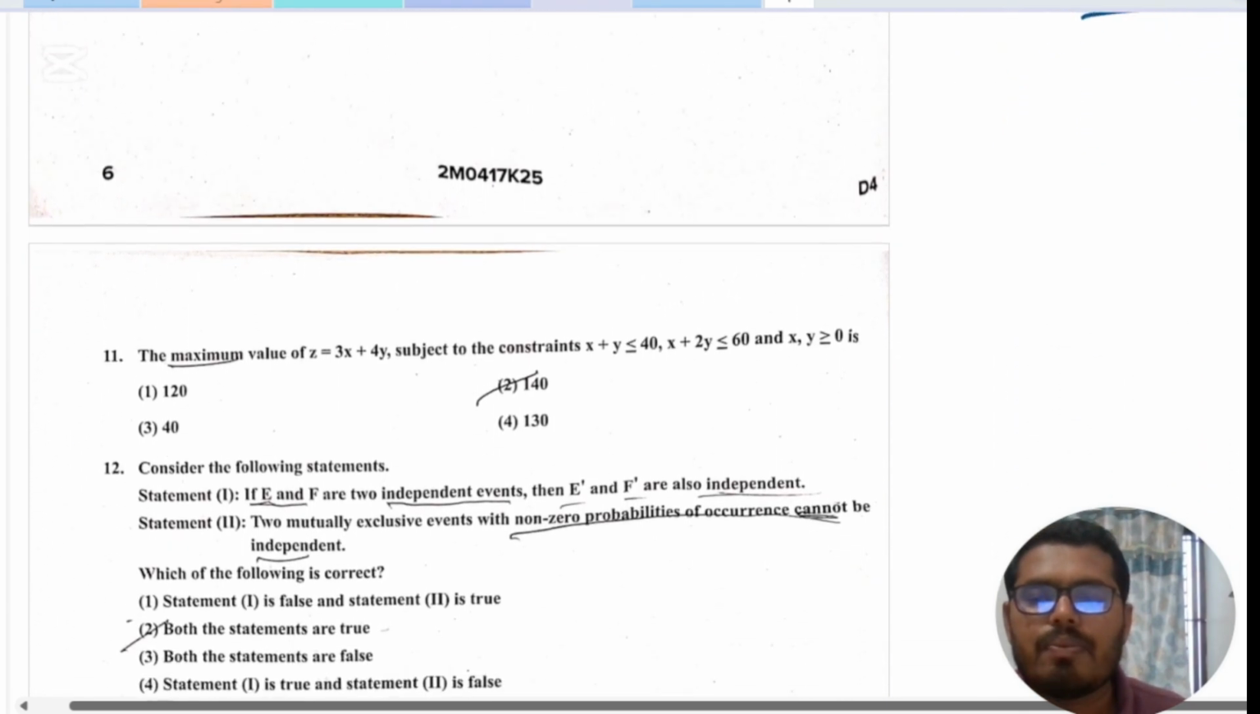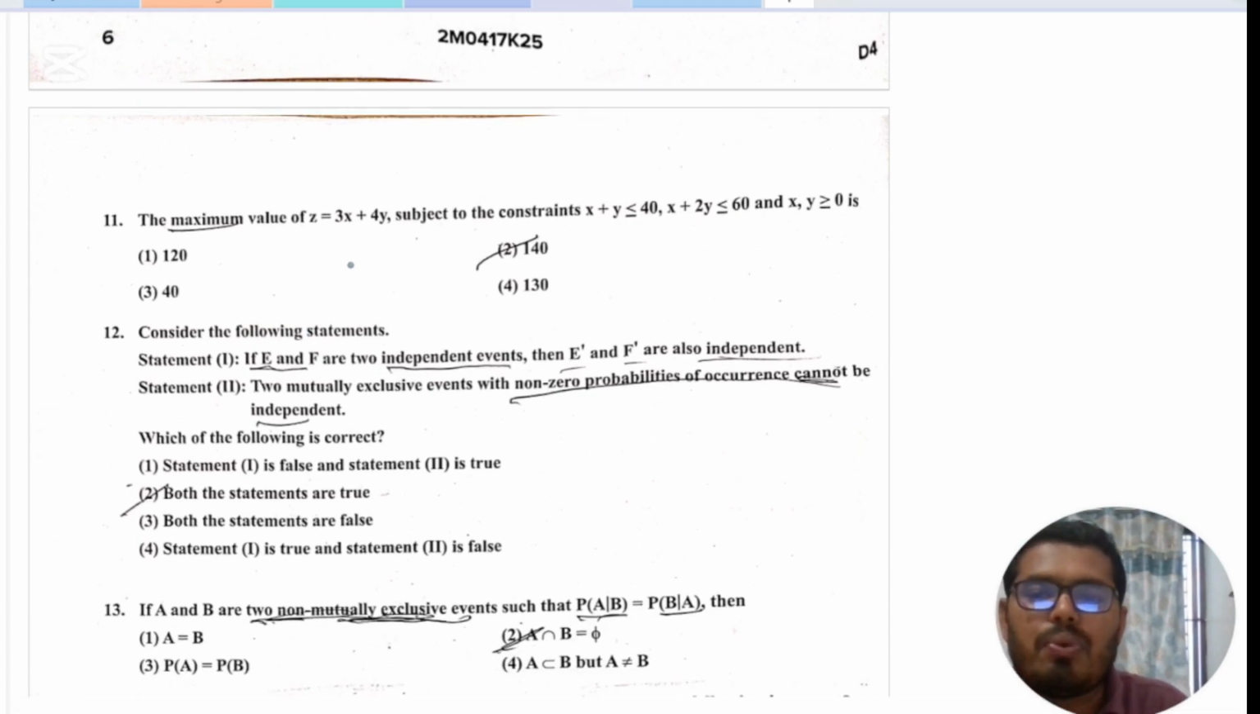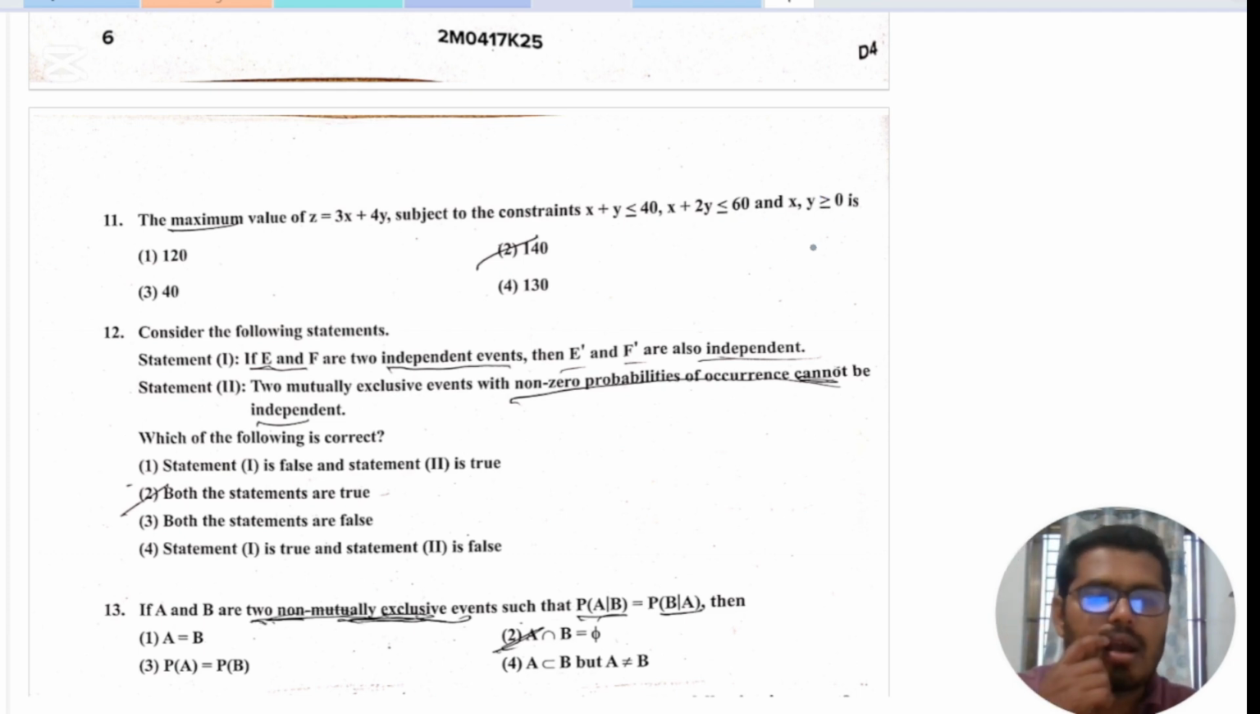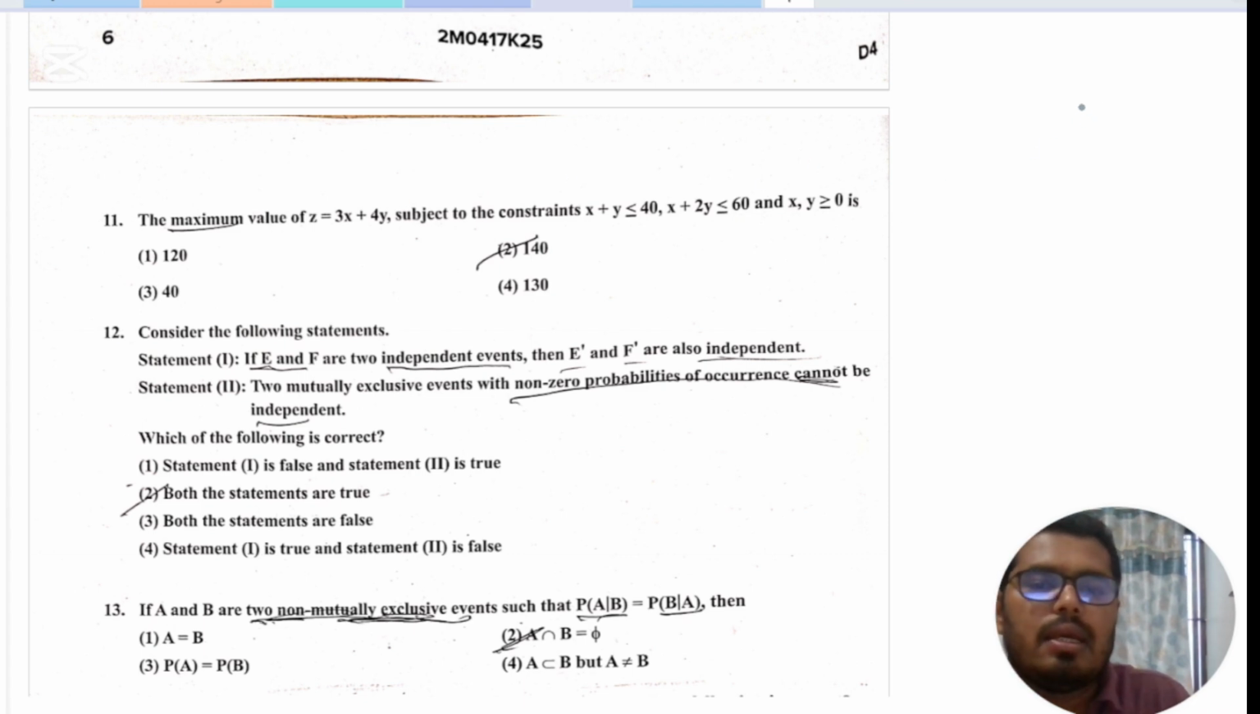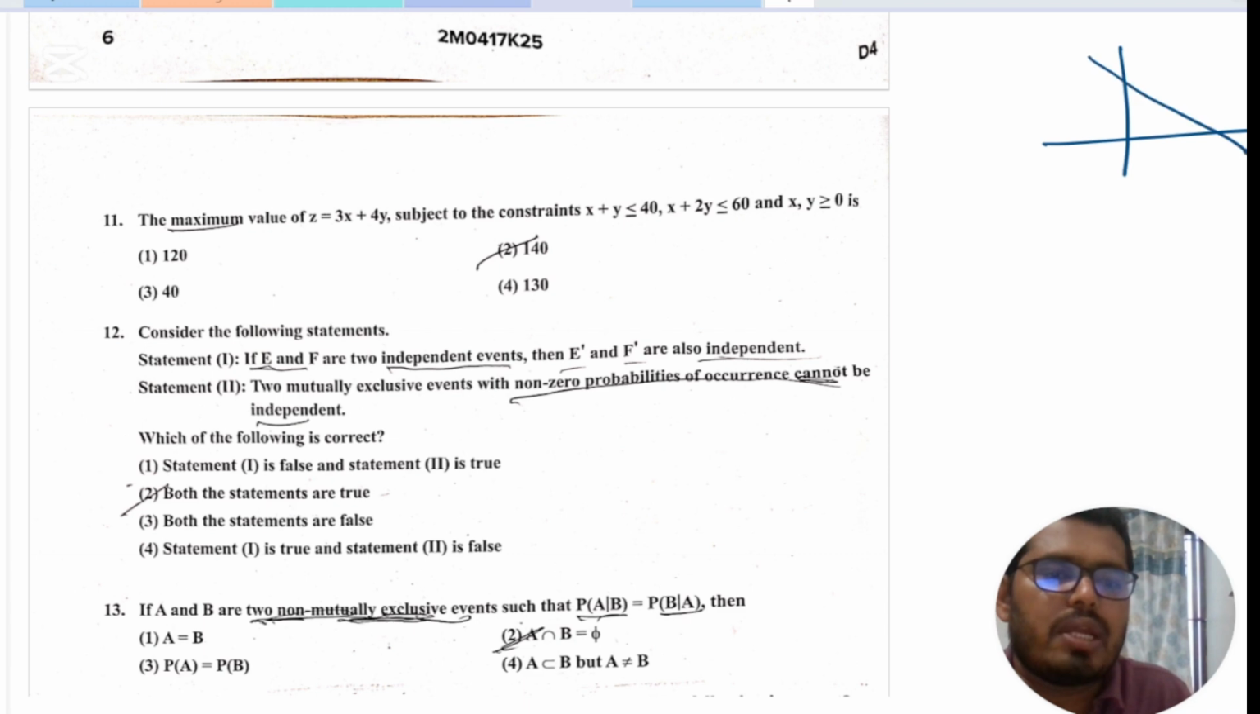Next, question number 11. The maximum value of z equal to 3x plus 4y subject to the constraints x plus y less than or equal to 40, x plus 2y less than or equal to 60, and x, y greater than or equal to 0. They asked for the maximum value of z. First you draw the graph. x plus y less than or equal to 40 means it is the equation of a straight line. First, x plus y is equal to 40. Therefore, this is the point 40, and this is also the point 40. Therefore, this region is covered here.